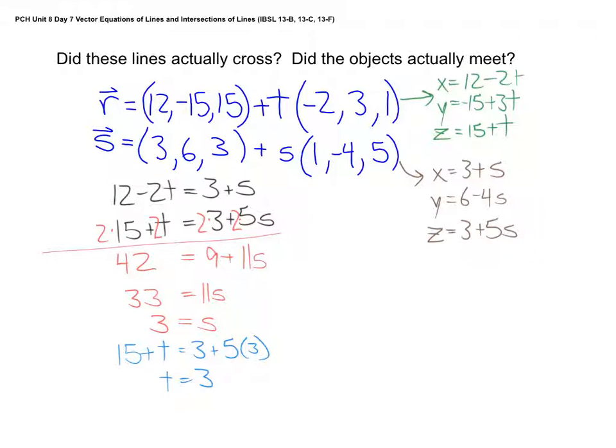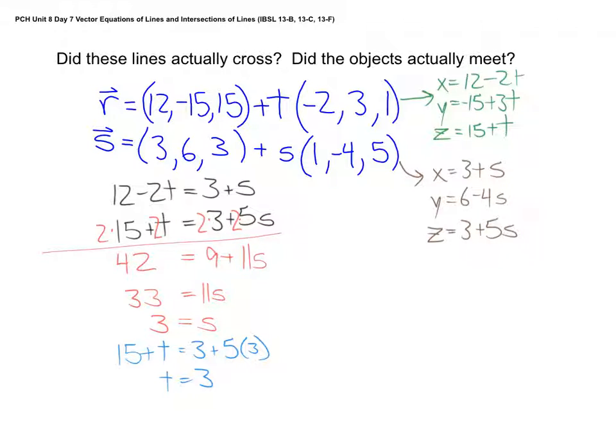Alright. Notice what I did here. I saw I had a minus 2t and a plus 1t, so I just multiplied this second equation by 2. So I had 12 plus 30 is 42. Negative 2t plus 2t is 0. 3 plus 6 is 9. And s plus 10s is 11s. And then we solve from there.